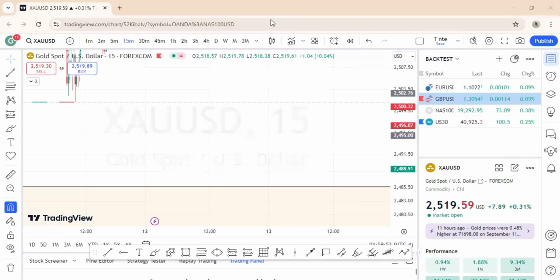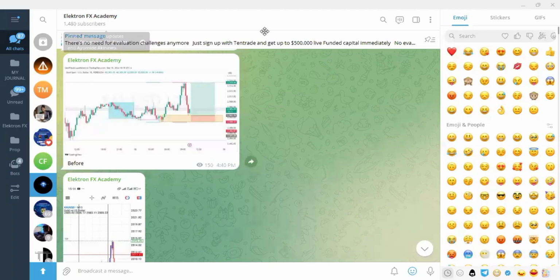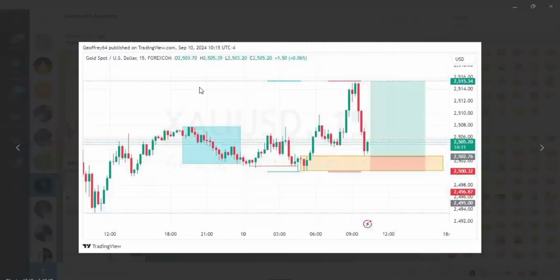You should see my screen now, my Telegram. If you're not part of my Telegram channel, you really need to be part of it. For those of you that need to see the trade before I took it, this is it. This is the trade before I took it. You can see where I took the trade, the timestamp up there, the time and everything. This was a screenshot taken before the trade played out.